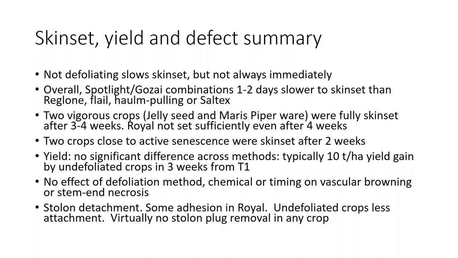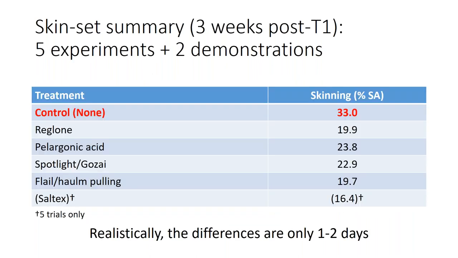Okay, next slide, please. If we were to look at this in the overall averages of the chemical treatments there, we will see that pelargonic acid, Spotlight, Gozai, are actually not meeting the requirements for skin set overall at a 3-week post-harvest interval. So somewhere between 3 and 4 weeks, most of these treatments would be ready. Some sites earlier, you'll see that in a moment, some sites slightly later. But in reality, the average difference there between, say, Reglone and pelargonic acid is really only about 1 to 2 days delay in skin set overall.